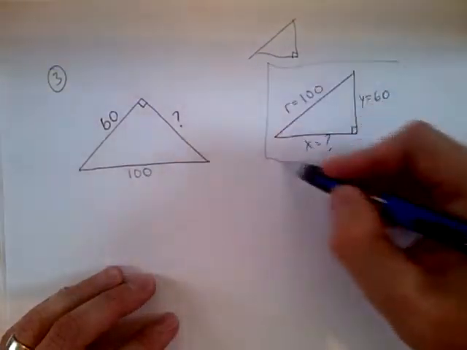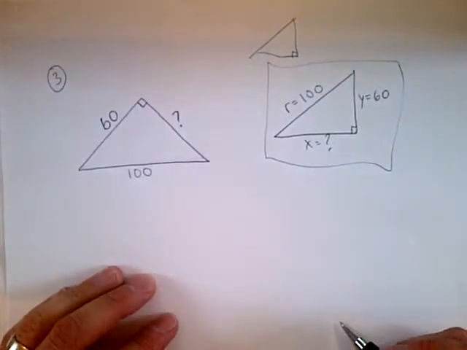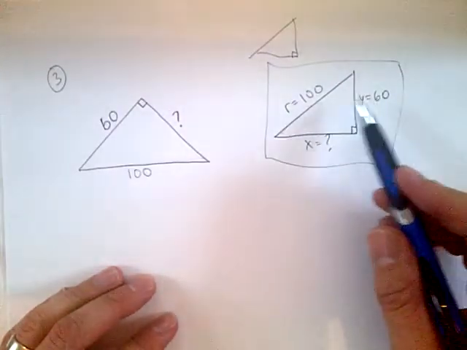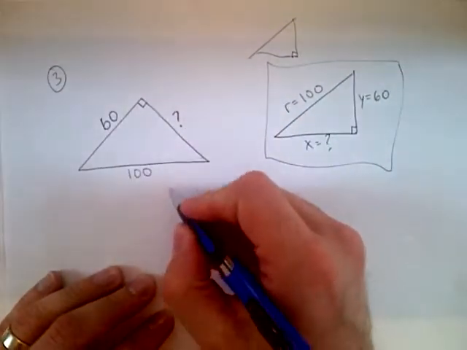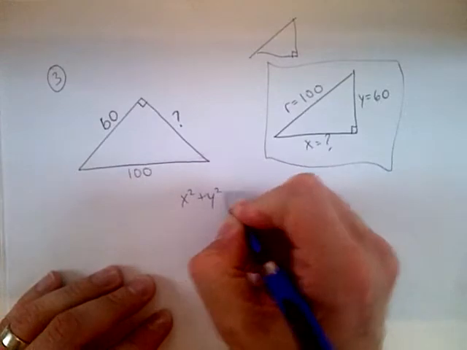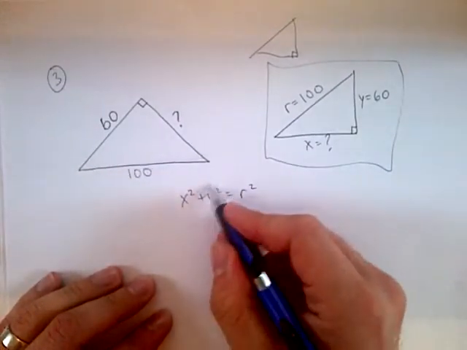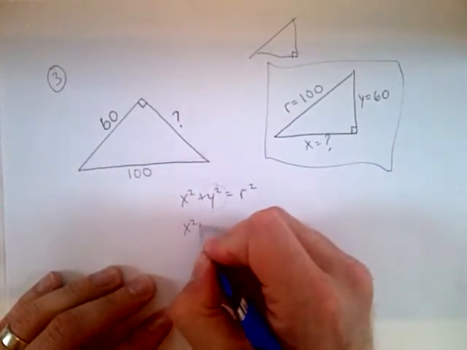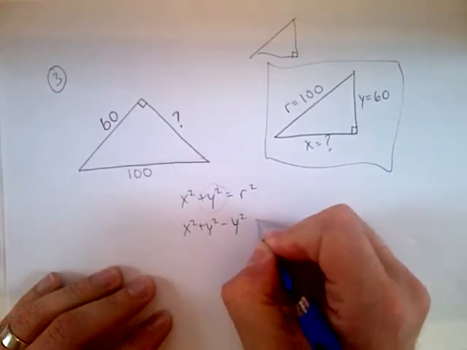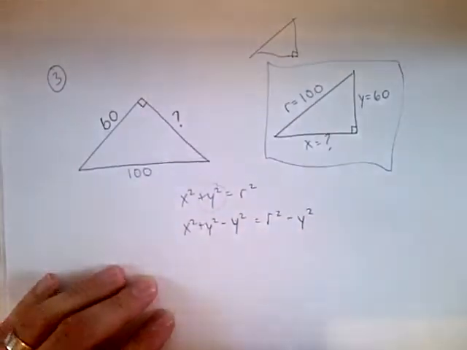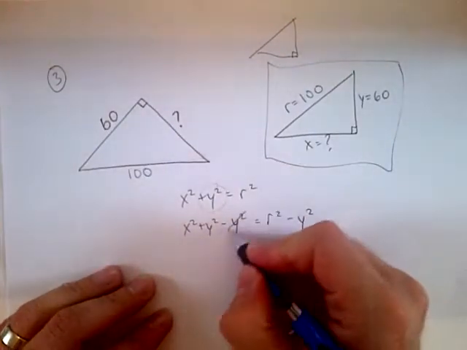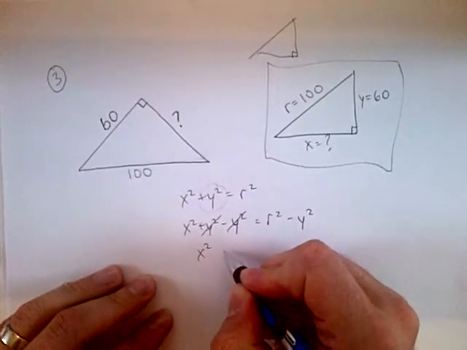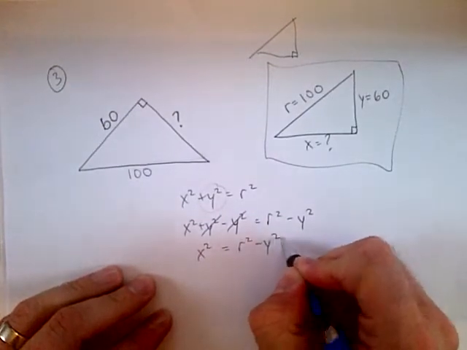So this makes more sense, because this is just like example 2. Because we knew y and we knew r, but we didn't know x. So we can say x squared plus y squared equals r squared, and then we get rid of that. So x squared plus y squared minus y squared equals r squared minus y squared. I'm doing it quickly because it's just like the last example. Boop, boop. Well, x squared equals r squared minus y squared.